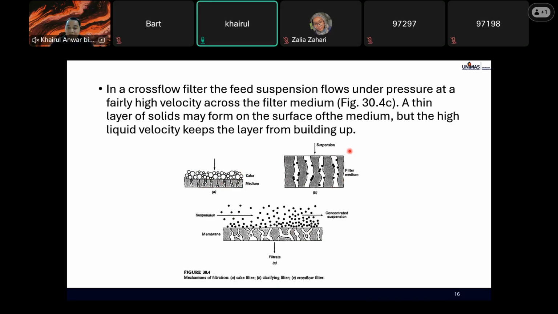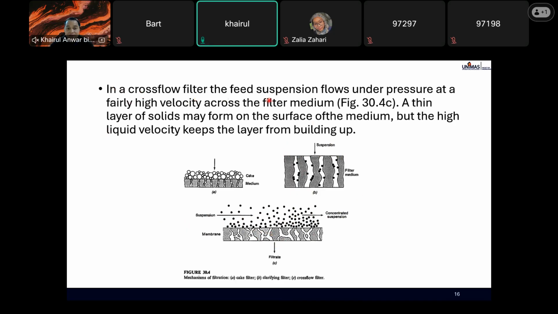Close-end filter, because the water coming in, then the filter will have to filter the medium. For the cross flow filter, there's a pressure difference, but the feed is always flowing in parallel to the membrane filter.